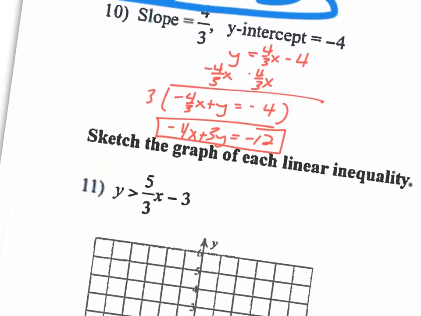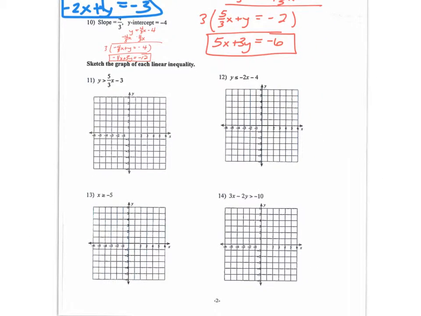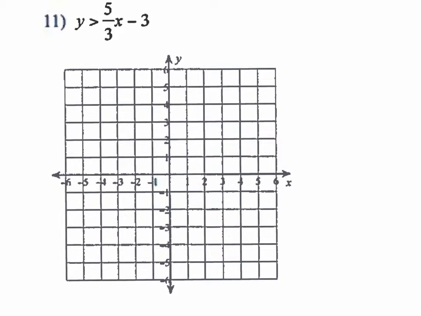And then number 11, 12, 13, and 14. These are all graphing linear inequalities. So these ones I have to graph the lines. It matters if it's dotted or solid. And then I have to shade a certain side.